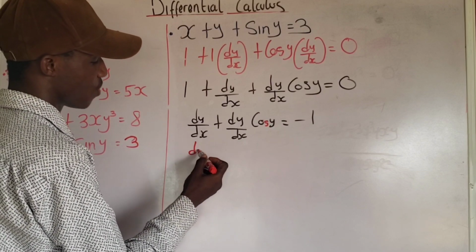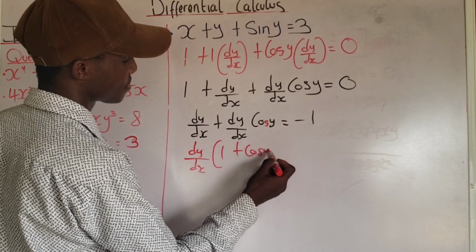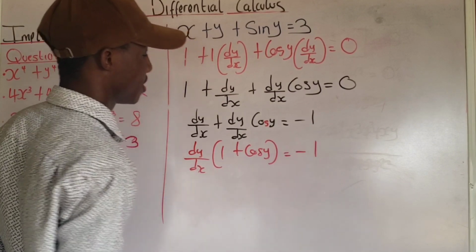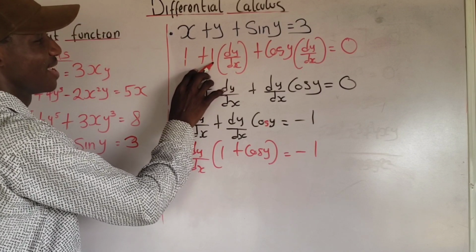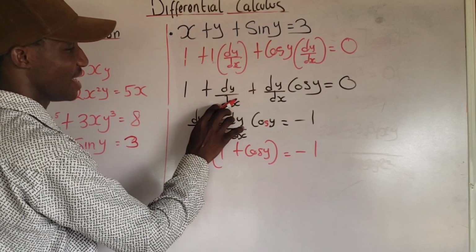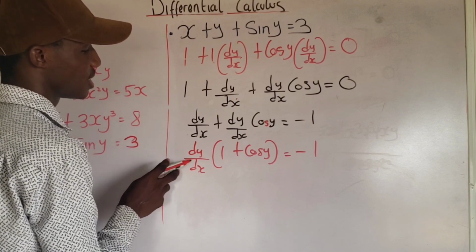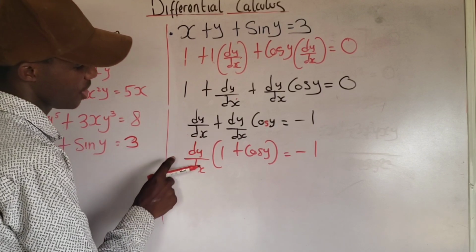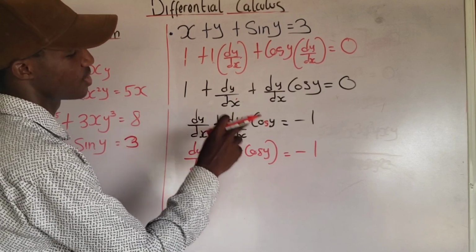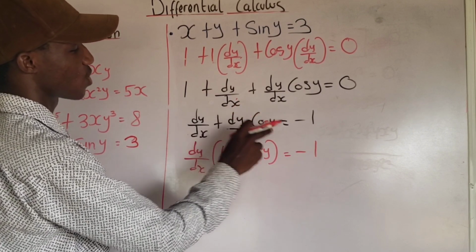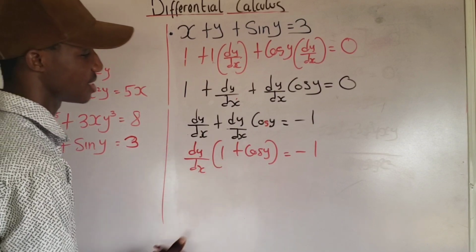So for this, I'm going to have dy/dx multiplied by (1 plus cos y) equals negative 1. How do I get this? 1 times dy/dx will give us dy/dx. If I open this bracket using dy/dx, I'm going to have dy/dx times 1, which will give me dy/dx, and dy/dx times cos y, which gives dy/dx cos y. So what I did was just factorize dy/dx and open the parentheses.